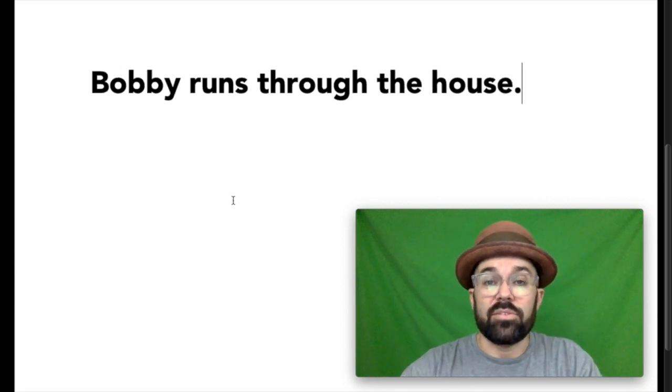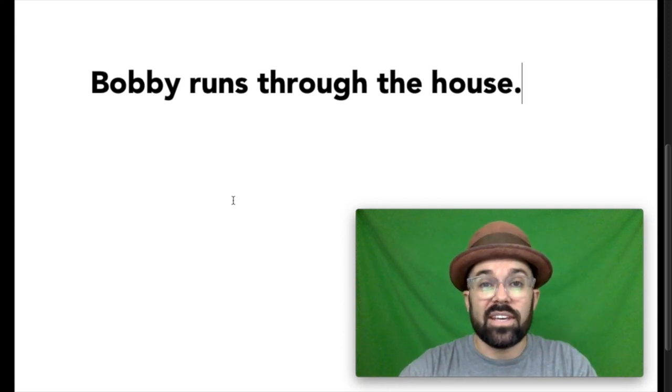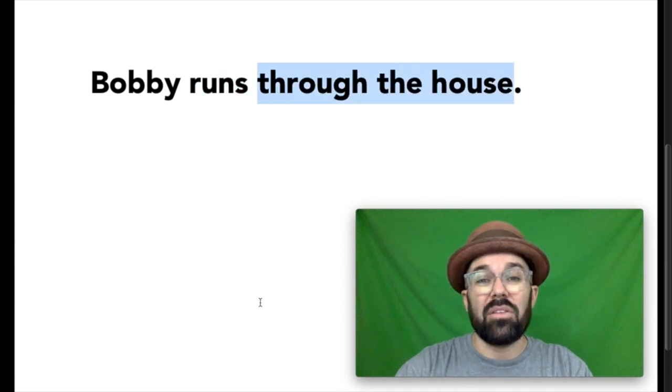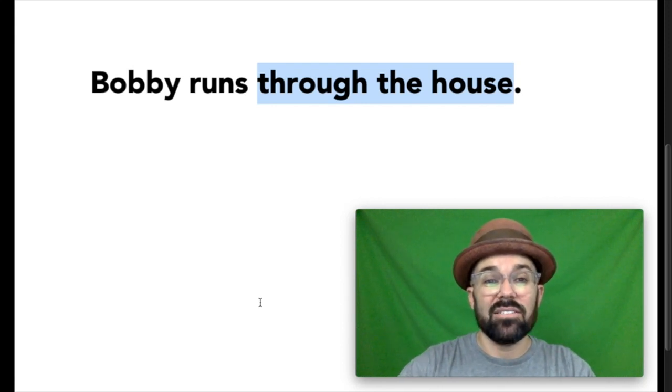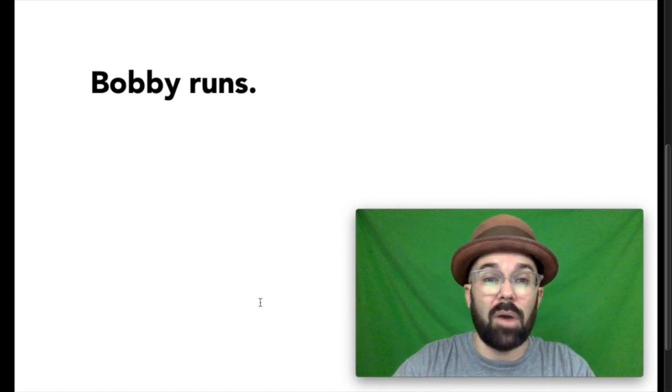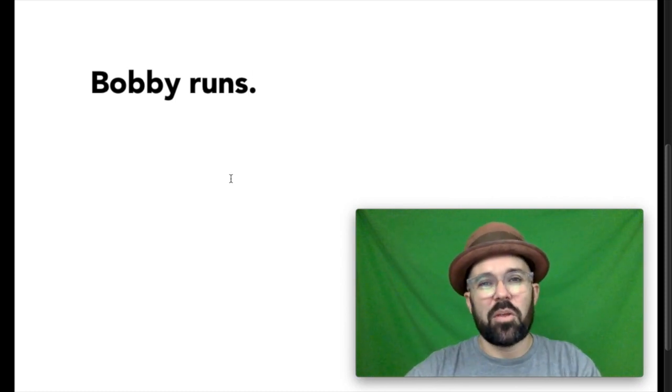Bobby runs through the house. Once again, we just have one prepositional phrase in this sentence. Bobby is the subject of the sentence. Runs is the verb in the sentence, and through the house is the prepositional phrase. If we were to eliminate that prepositional phrase, what we have left is still a complete sentence. Bobby runs. Let's look at another one.